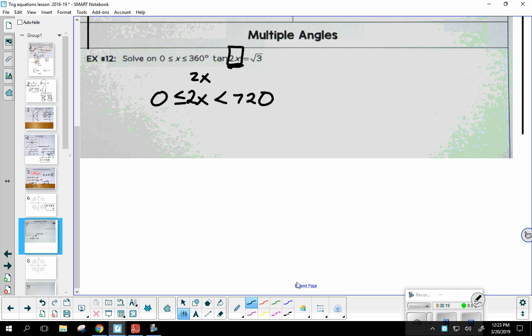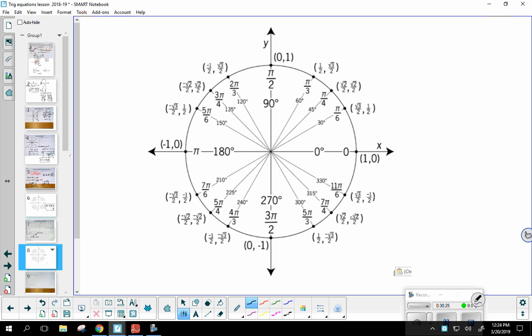All I'm looking for is where tangent is going to be the square root of 3. What's tangent? What's his ratio? Here's the problem. Tangent of 2x is equal to the square root of 3. His ratio is what? Y over x. So I'm looking for all the ordered pairs where I can take the y divided by the x and get the square root of 3.